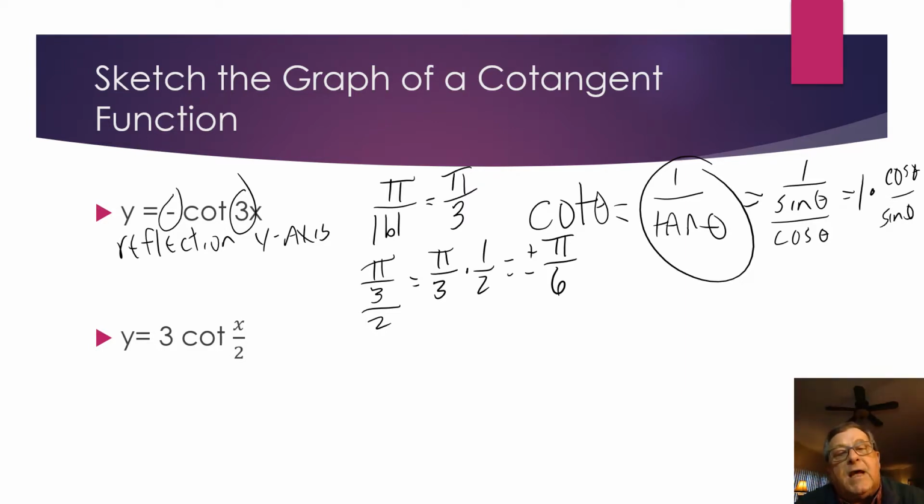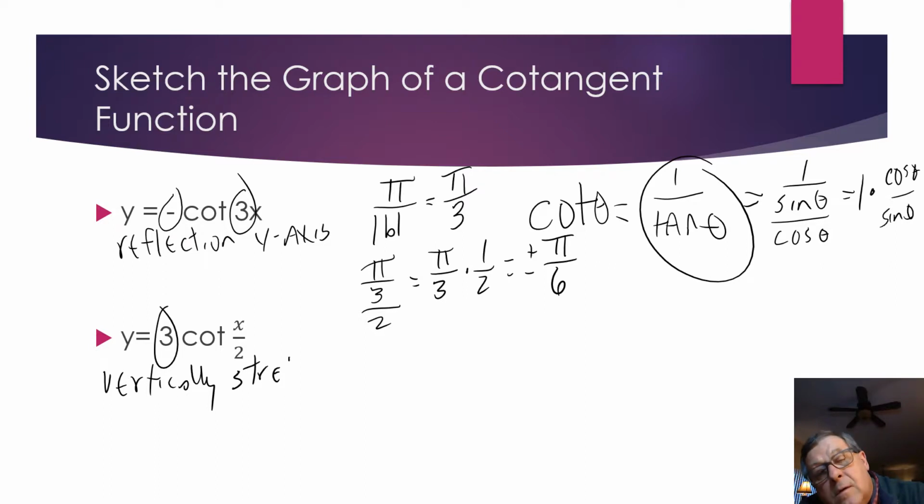Now let's look at this second cotangent function. I've got 3 times the cotangent of x over 2. Well, there's a 3 out front, so this is going to be vertically stretched by a factor of 3.